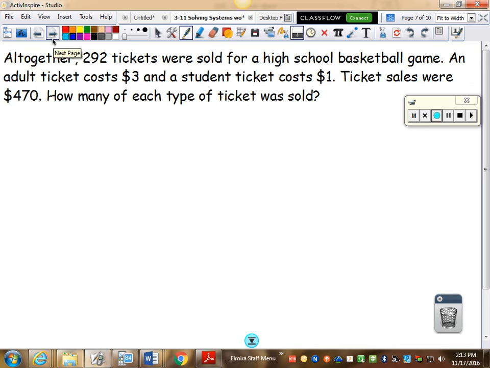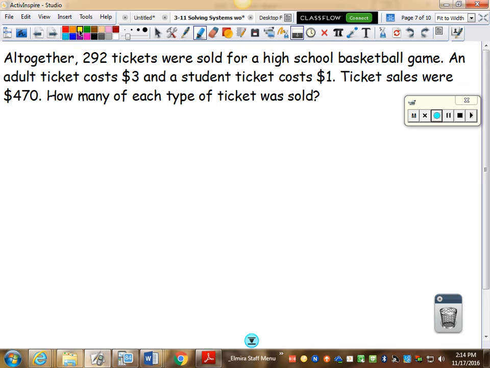I'm actually going to do a different problem from the one I had done in class, just to give students who have already seen the class problems a fresh one to look at. Maybe it'll help. Altogether, 292 tickets were sold for a high school basketball game.